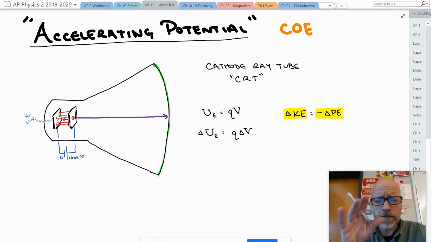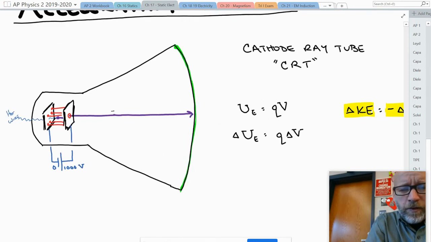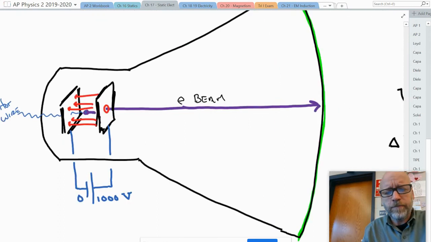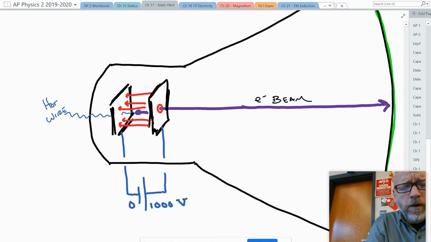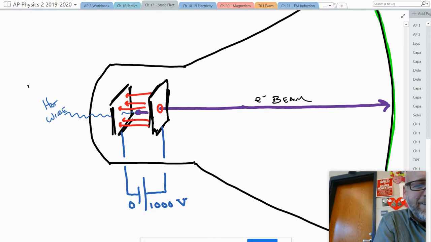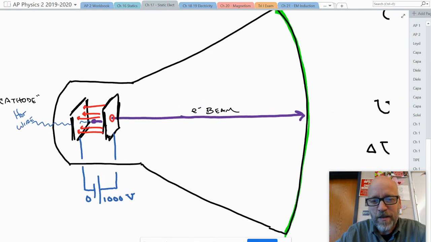Now, a couple things before we start getting into the math. I want to make sure in your diagram, did you clearly label that this ends up being an electron beam? If you didn't, go ahead and do that now. An electron beam is going to be traveling, so it's just one after the other. This hot wire, by the way, do you know what we call a hot wire? A cathode. That's why it's a cathode ray tube. That makes sense, doesn't it? Now, let's take a look at the math.